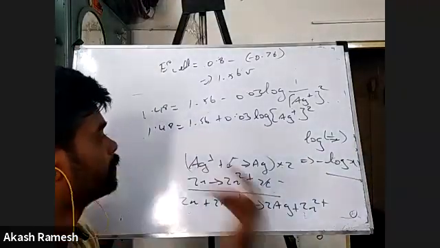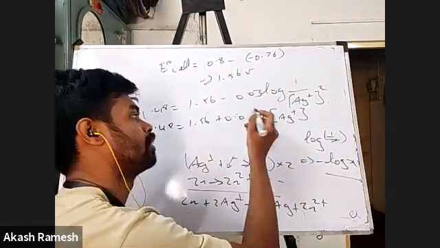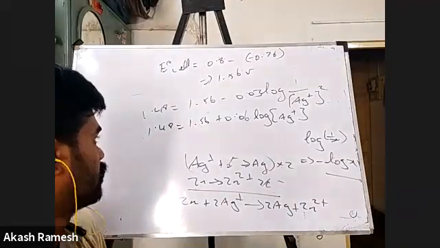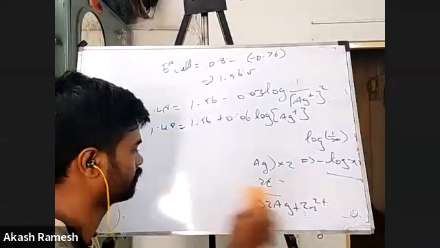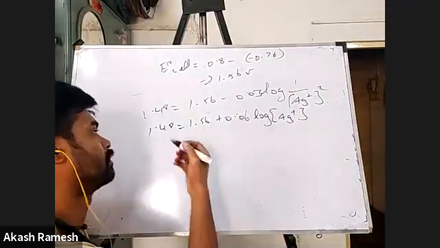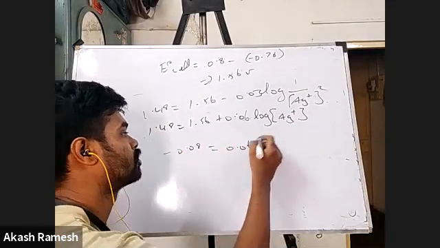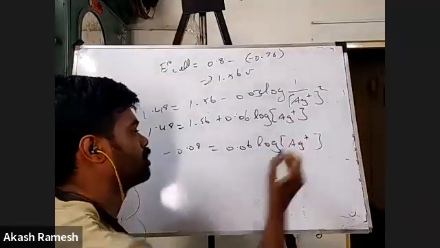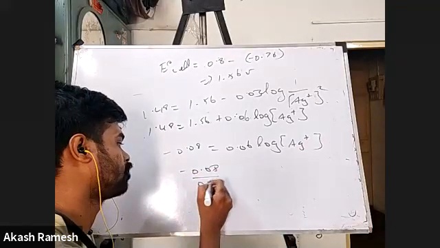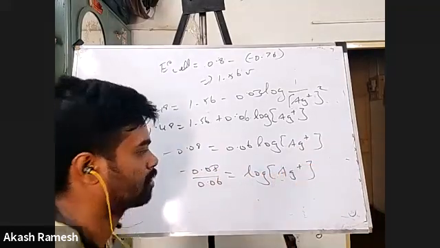Okay. So, or I can bring this 2 here also. So I can just rub this 2 and write 0.06, or exactly 0.059. Okay, so now I have 1 point. So minus 0.08 is equal to 0.06 log of Ag plus. So it's basically going to be minus 0.08 divided by 0.06 is equal to log of concentration of Ag plus.